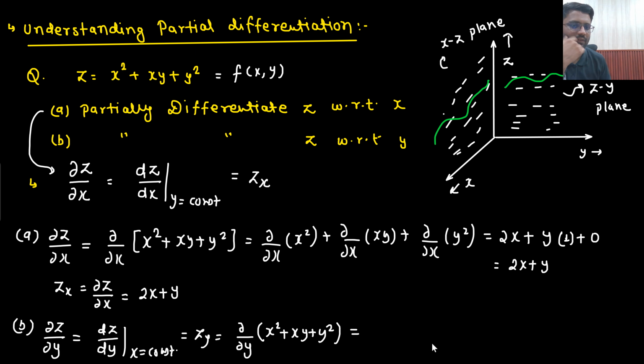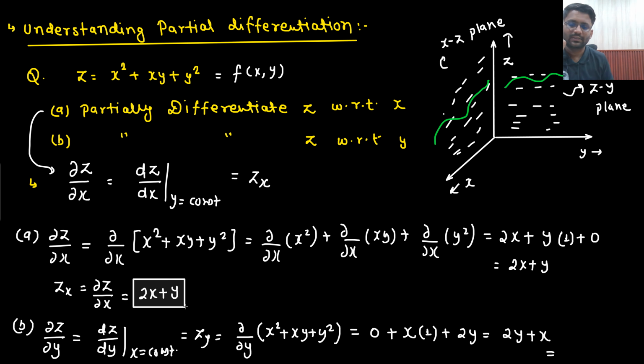But x square is a constant value as per y, so its differentiation is 0. X is a constant value, it will come outside. Differentiation of y will be 1. And differentiation of y square will be nothing but 2y. So what is the answer we are getting? 2y plus x. That's it. So here the answer was this, and here the answer was this. Is that clear to you?